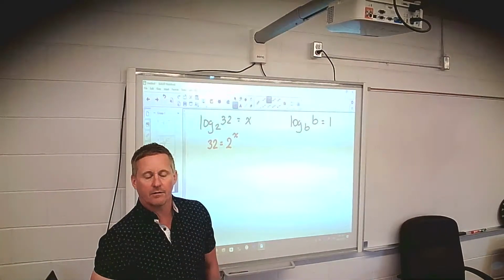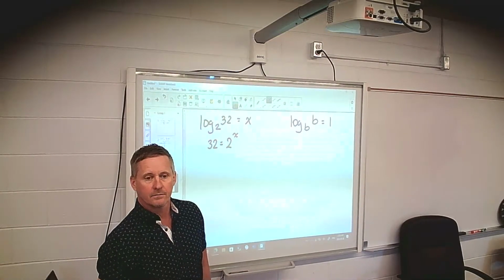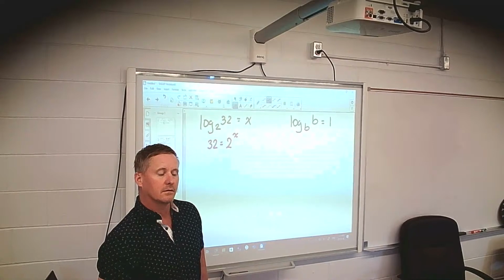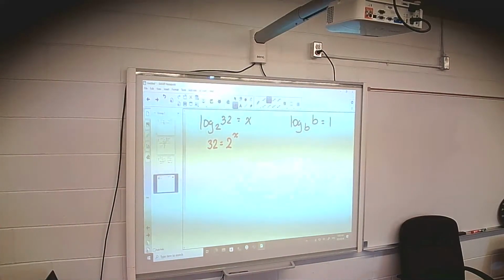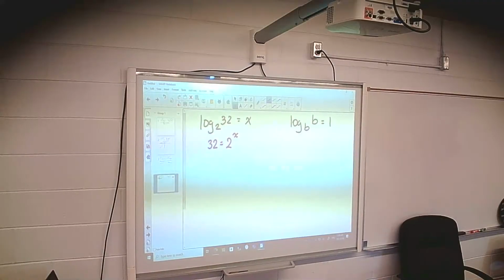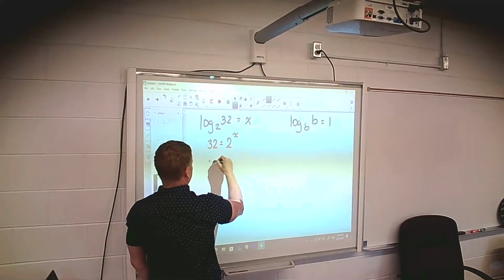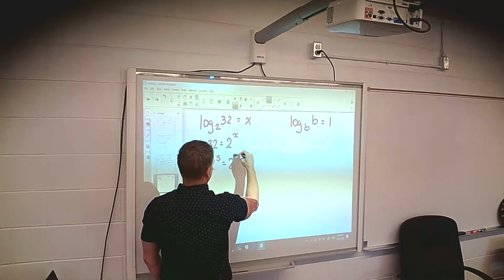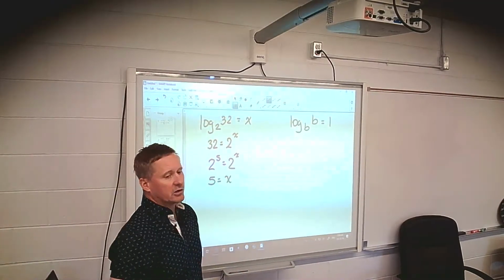And what did you do to solve that? What's the answer to this question? Okay, so what did you do to solve this question? You just finished doing this. Get the base the same. 2 to the power of 5 is equal to 2 to the x. X is equal to 5. So that's the first way to do that question.